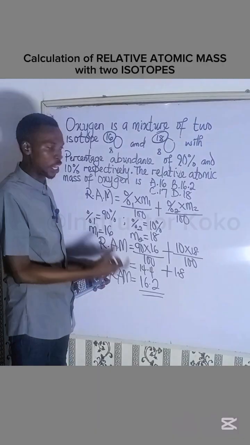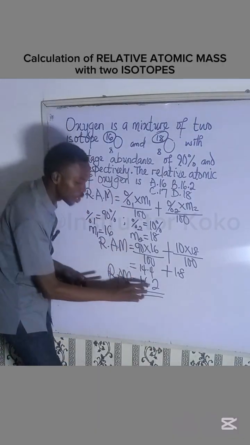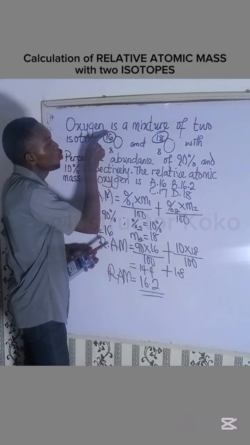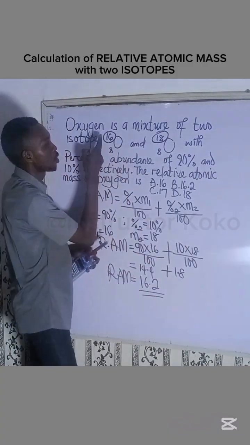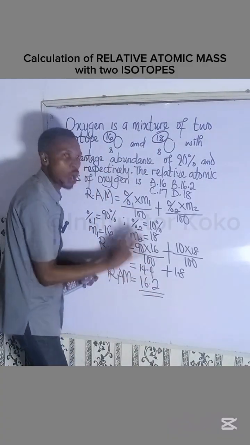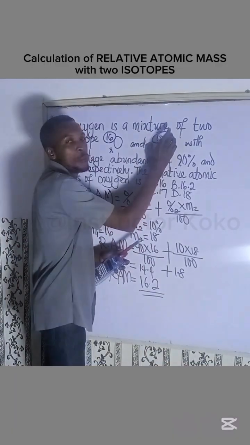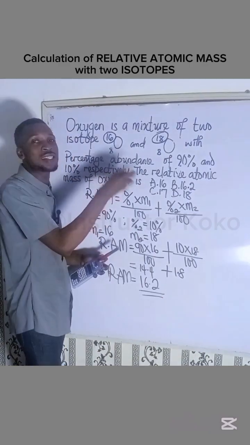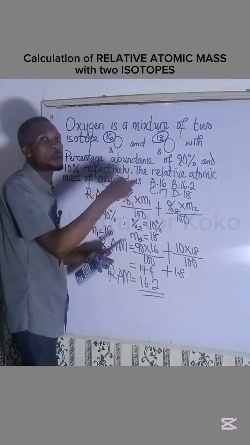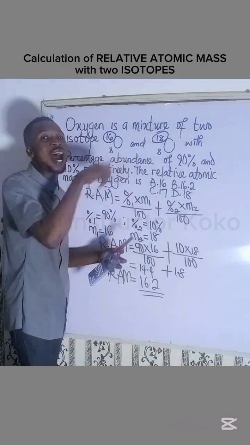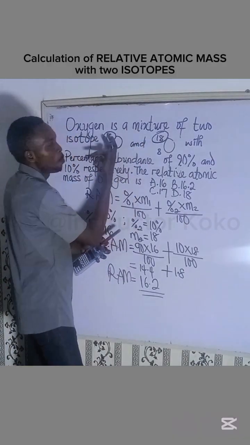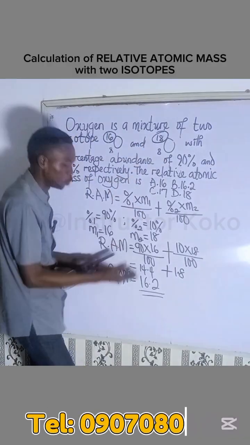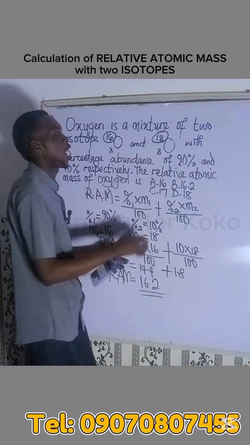16.2. Now, permit me to tell you that no matter the answer you get here, it must be within the range of 16 and 18. If you get any answer below 16, you are wrong. If you get any answer above 18, you are wrong, because you are calculating relative atomic mass, and the relative atomic mass of an element is the average mass. So we are finding the average mass here. Do you understand? So your answer should be in the range of 16 and 18.